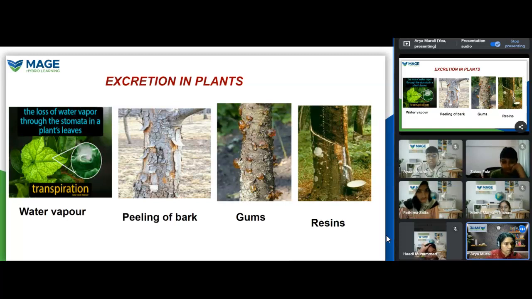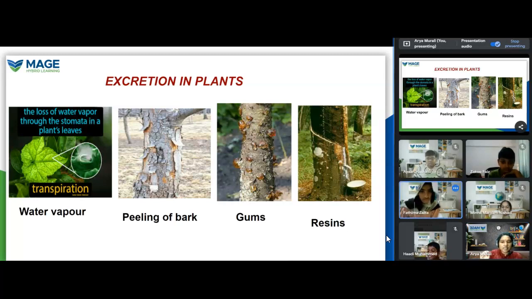Next one is gums. Maybe you have seen gums. In some plants, you can see gums come out of the bark. These gums are also used by us for making some cosmetics and some medicines. It's only selective. Not all plants' gum is used for medicine. Some plants' gums are used for medicines, also in Ayurvedic medicines and like that. And it is also used for making glue, that thing you use to stick something. All those things are made from this.